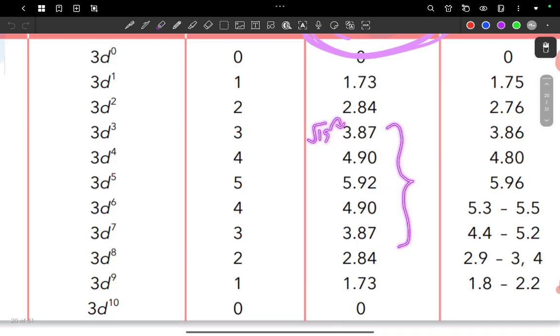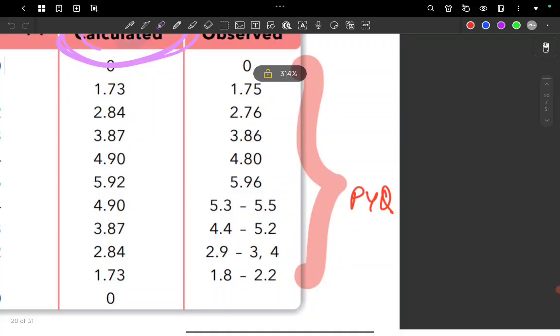Root 15 is 3.87. If this was 3, we get root of 4 into 6, root of 24 is 4.9, and for 5 we get a root of 35, which is 5.92.